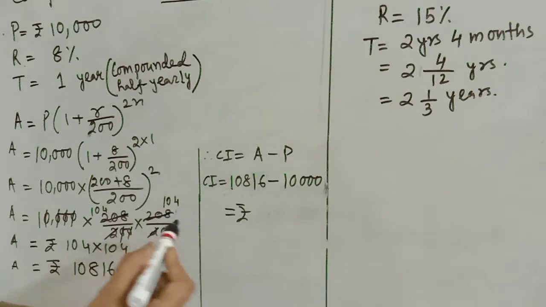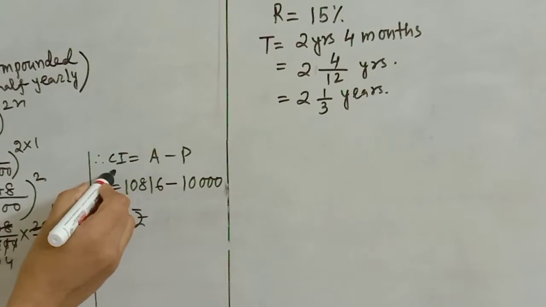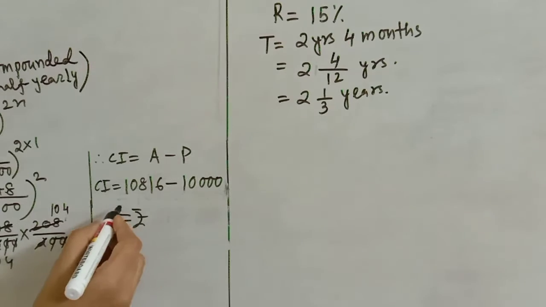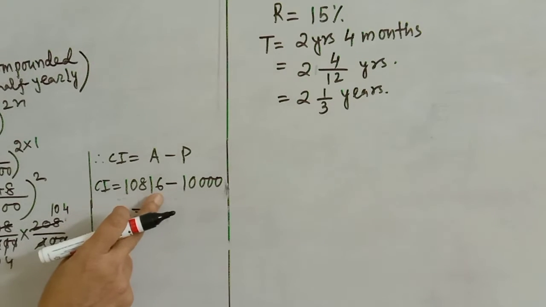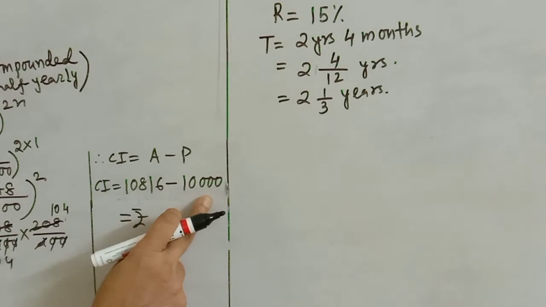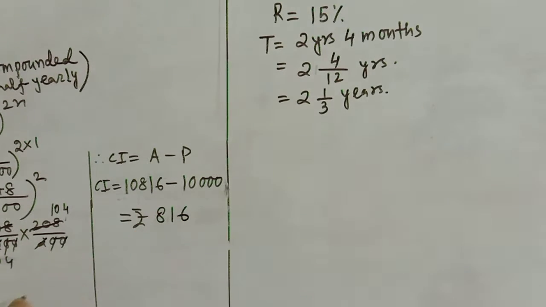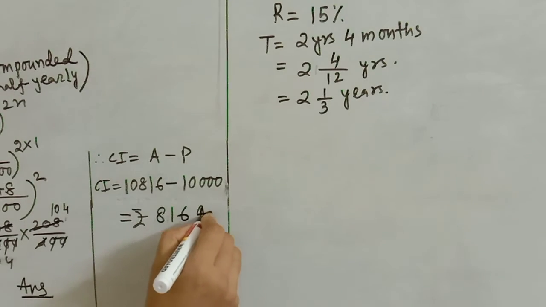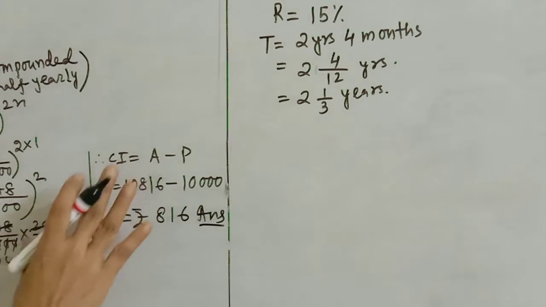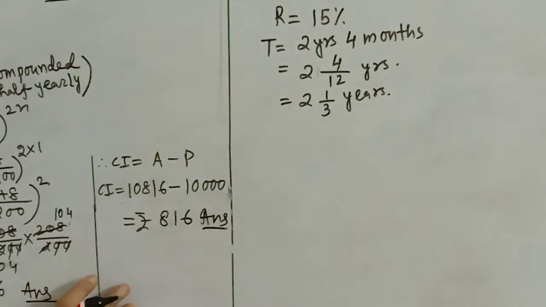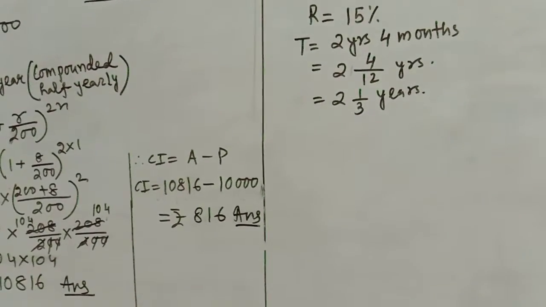Now you have to find out, and you know that compound interest is equal to amount minus principal. Amount is rupees 10,816 minus 10,000. So you will get 816. And this is your first answer, and this is the second answer. Now I think you have understood it clearly. Come to the next sum.